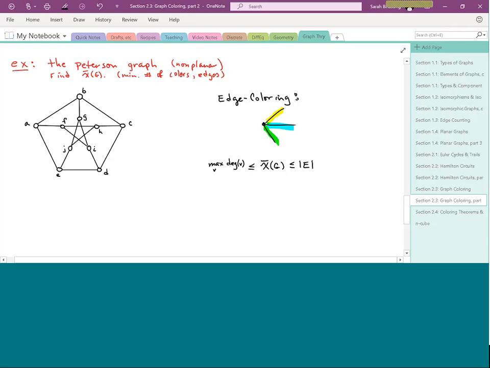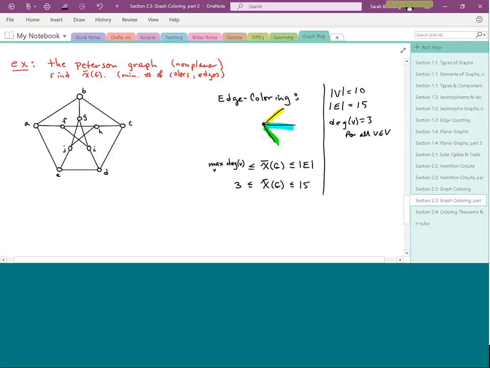So if we go ahead and apply this to what we have, all of our degrees are degree 3. So this tells us that our edge chromatic number is going to be somewhere between 3 and, let's actually put the information that we had previously. Previously, we found that there were 10 vertices, 15 edges, and all of our vertices had degree 3, and that was for all of our vertices. So if we go ahead and find the number of edges, that's 15.